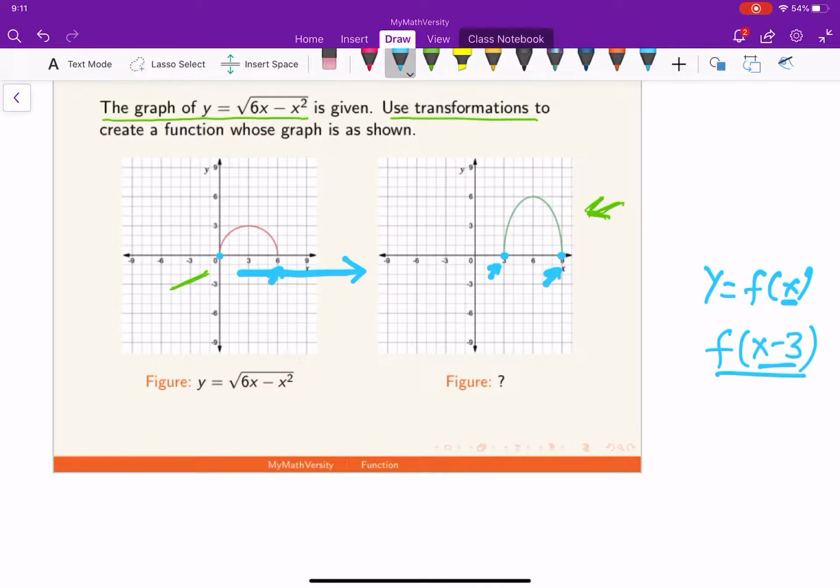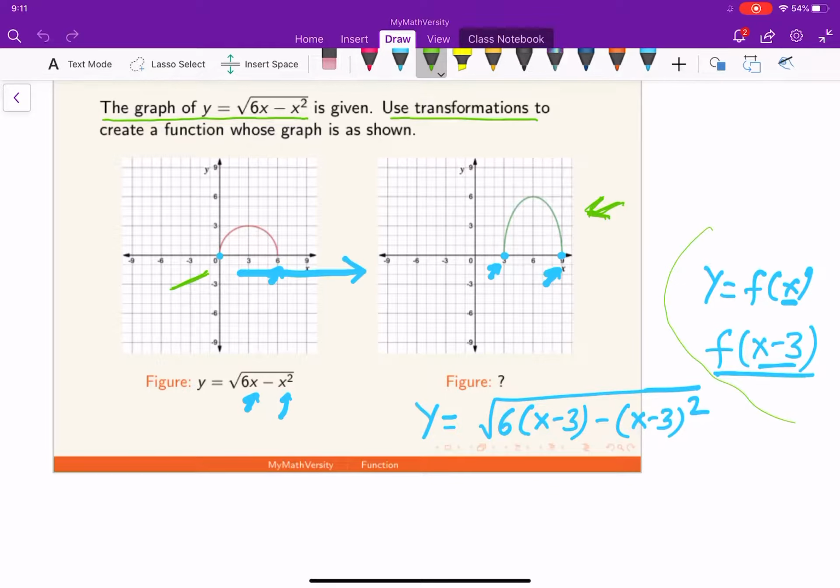We just need to compute this. y will be equal to the square root of, and we replace x completely by x minus 3. So this will be 6 times x minus 3, so that we shift 3 units to the right. Do the same thing over here, again replacing x by x minus 3, and write it down this way. When we do that, we have shifted this red curve 3 units to the right side.